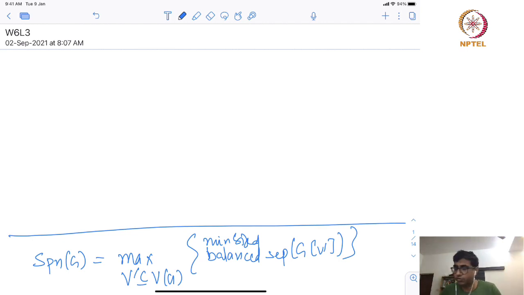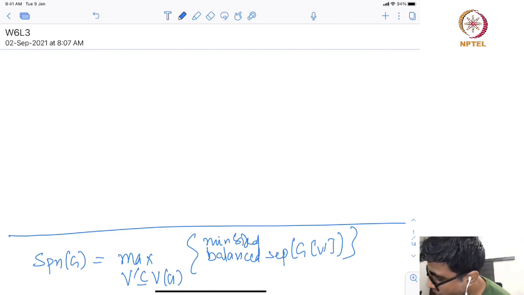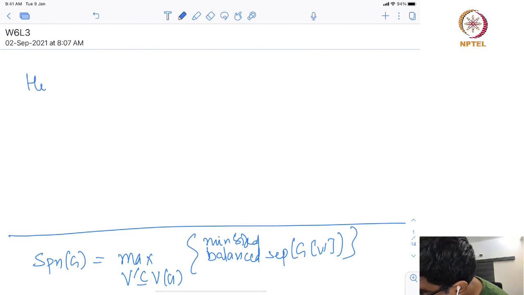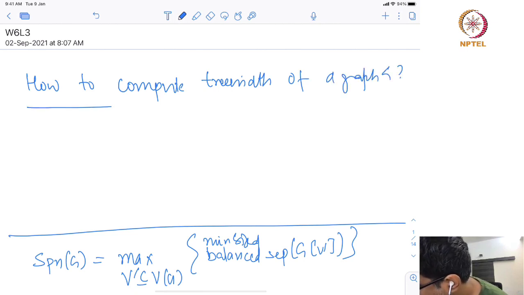Welcome to the third lecture of week 6. Up until now, we have seen how we can do dynamic programming over graphs of bounded tree width. But in this lecture, we will see how to actually compute this. So this is about how to compute the tree width of a graph G.